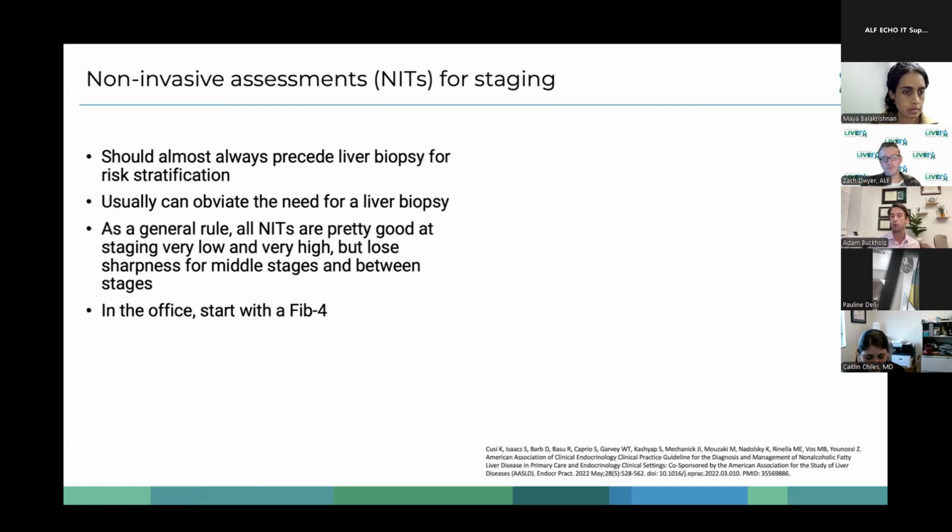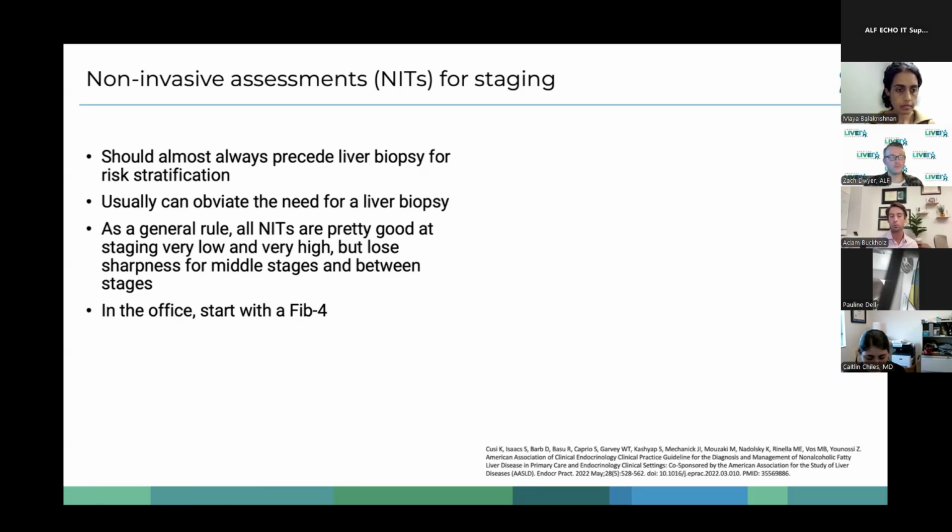However, most of the time, we're not relying on these biopsy criteria to determine what stage of disease people have. And almost always, non-invasive assessments or non-invasive tests, we call NITs, should precede a liver biopsy for risk stratification. Because you can't be biopsying 35% of Americans, we have to identify those at particularly high risk. And usually these tests can obviate the need to do a biopsy at all.